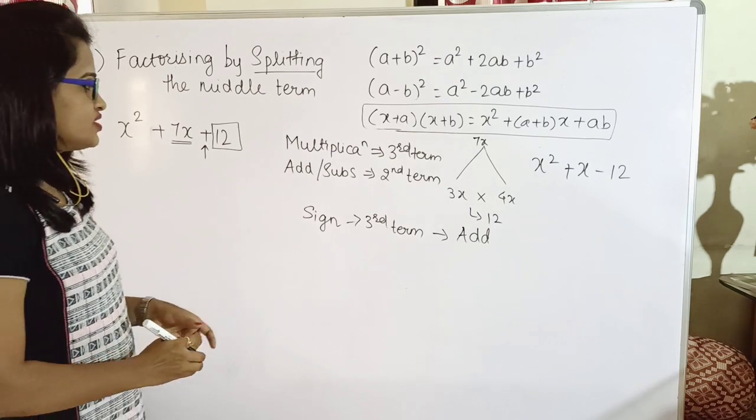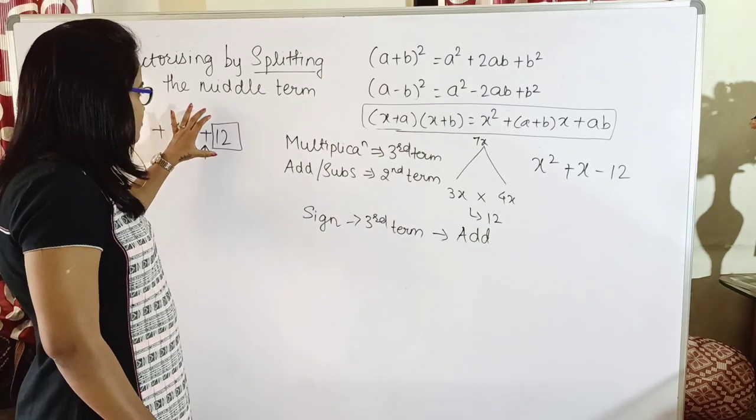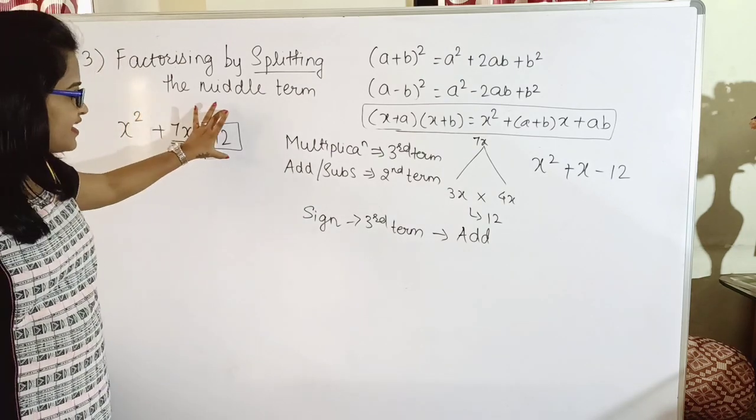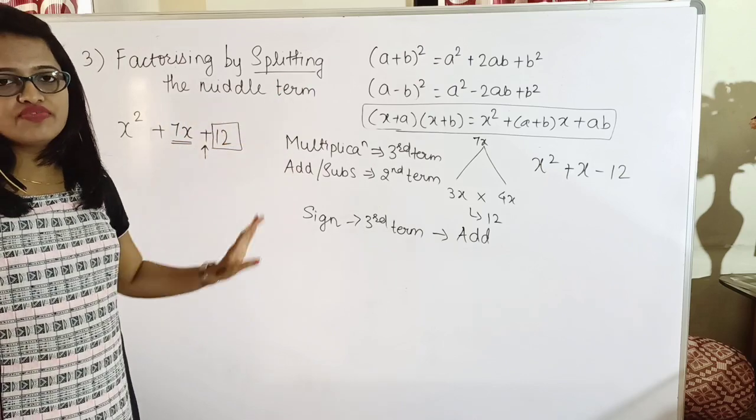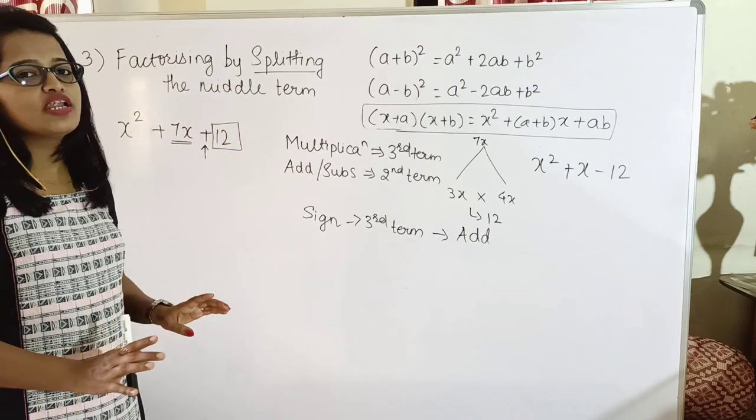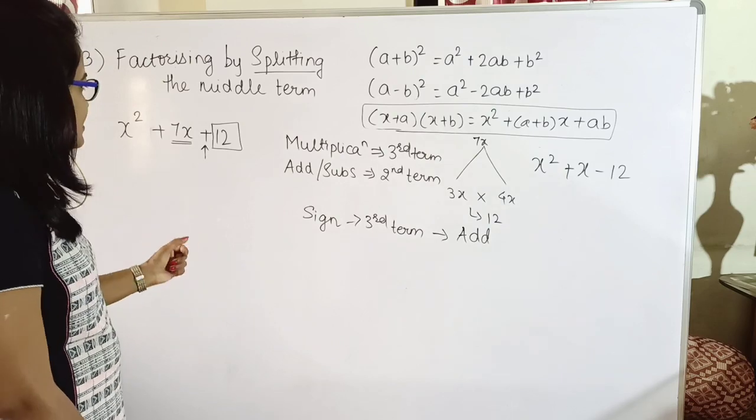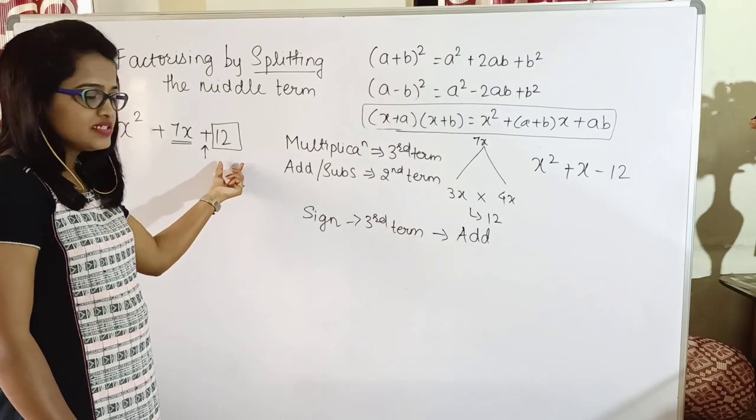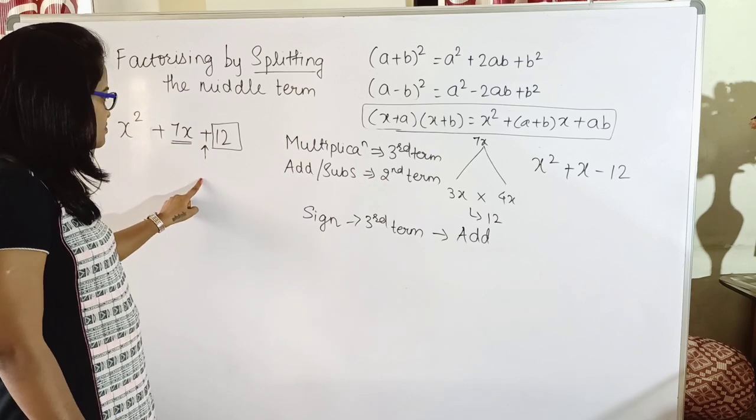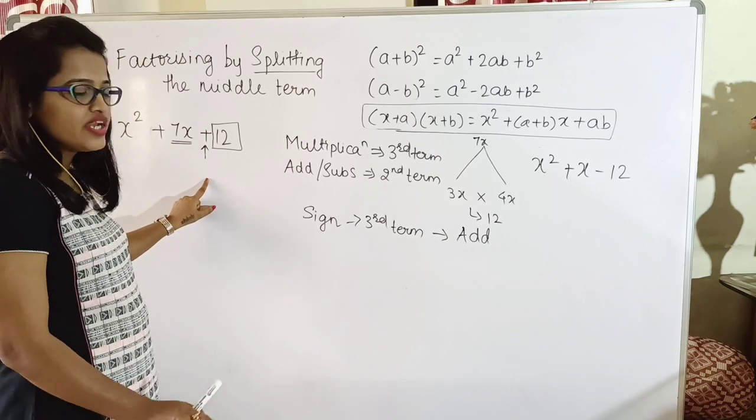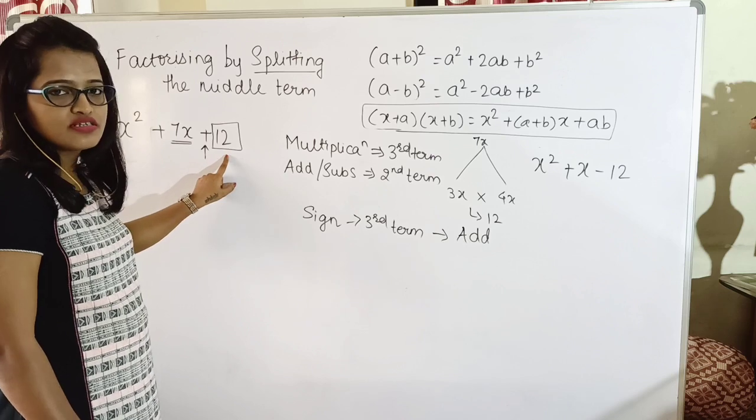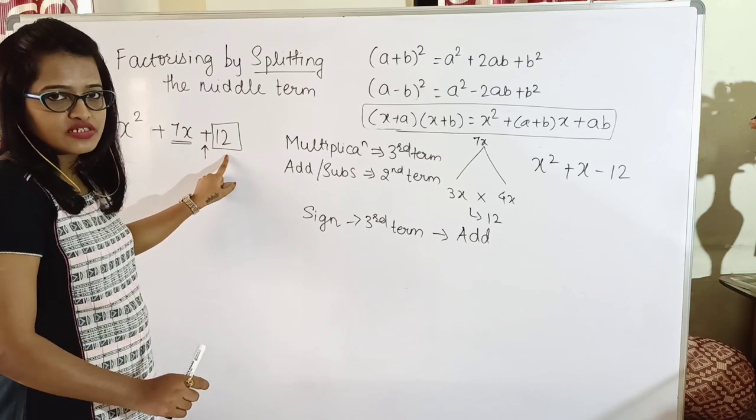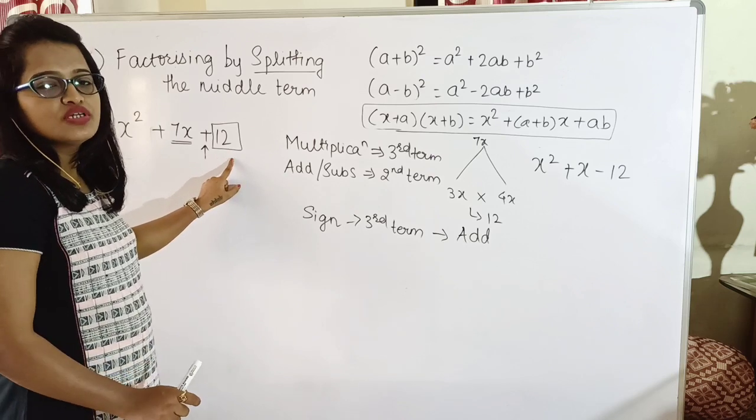Okay, so I hope you understood what we are doing. First of all, look at the expression and compare it with whatever methods you know. If it is not applicable to any one of the methods, then take the third number first of all. Splitting means the middle term has to be split, but it has to be split in what values? It is decided by the third term. Whatever the multiplication is, it should be equal to the third term.